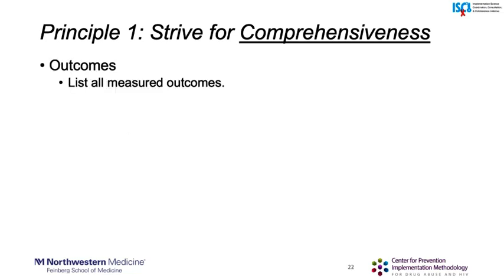When we talk about comprehensiveness in terms of outcomes, it's very simple. List all the measured outcomes. This is probably pretty obvious, but there certainly is a lack of comprehensiveness at times in the reporting of implementation studies, where only one outcome is listed in a primary outcomes paper when it seems very clear that other outcomes were measured. So we'd want to include those in the implementation research logic model for comprehensiveness.